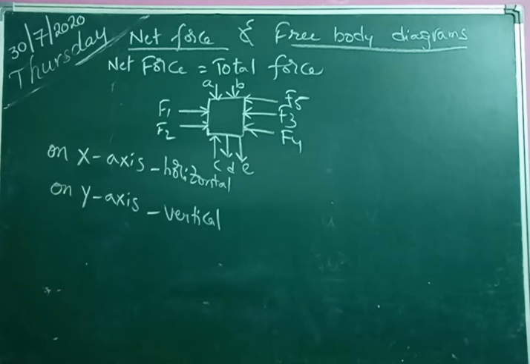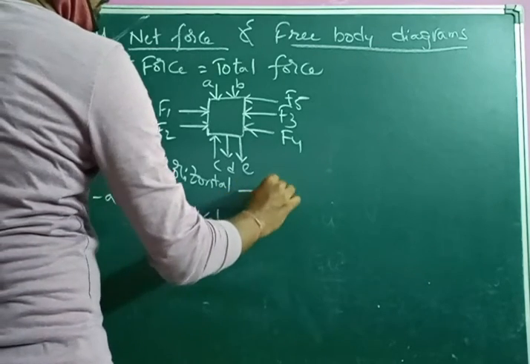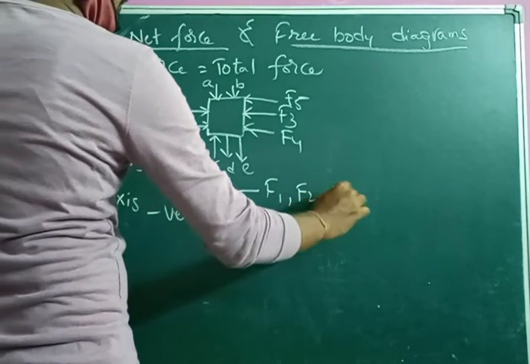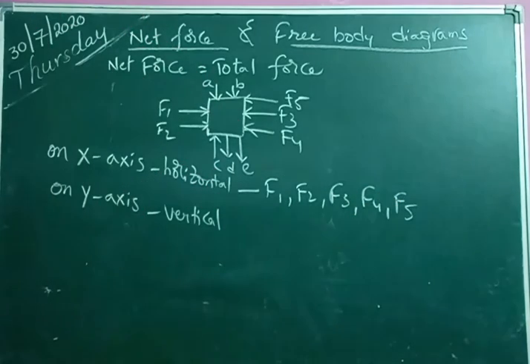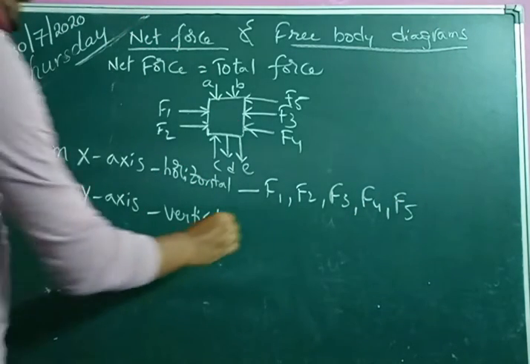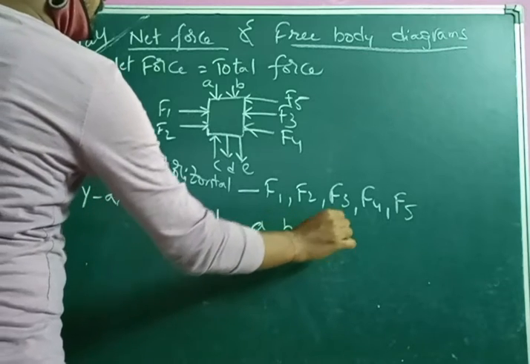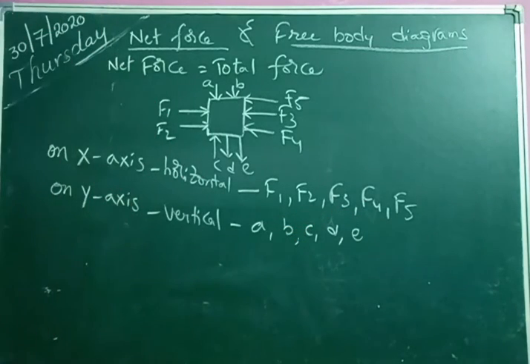So what are the horizontal forces here? Horizontal forces are F1, F2, F3, F4 and F5. Whereas the vertical forces are A, B, C, D and E. Okay, so here we will get the net force in two axes, horizontal axis and vertical axis. That means x-axis and y-axis.